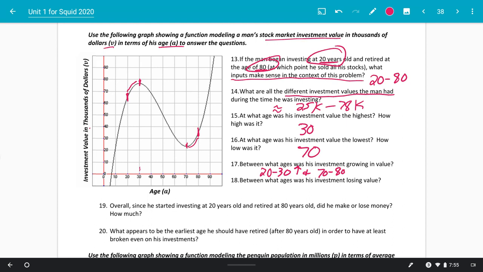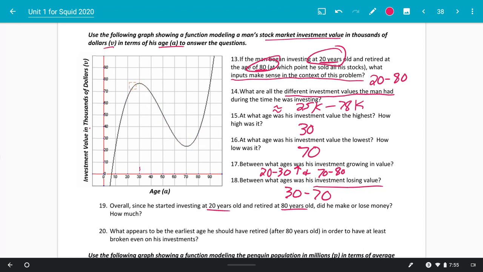When was his investment losing value? Well, from 30 to 70, he was losing money. That's a long time to be losing money. Overall, he started investing at 20 and he retired at 80. Did he make or lose money, and how much?